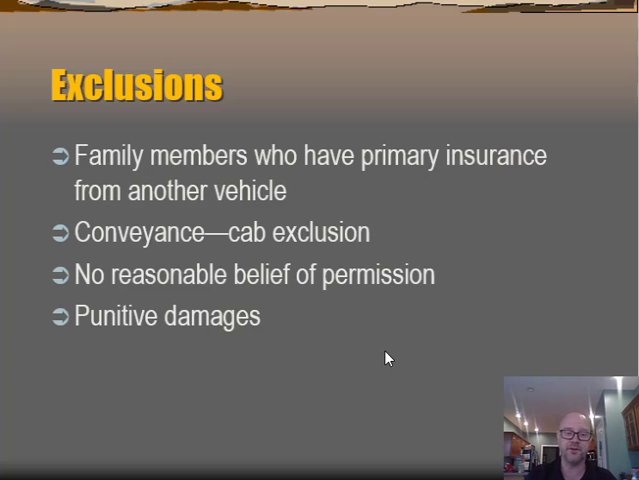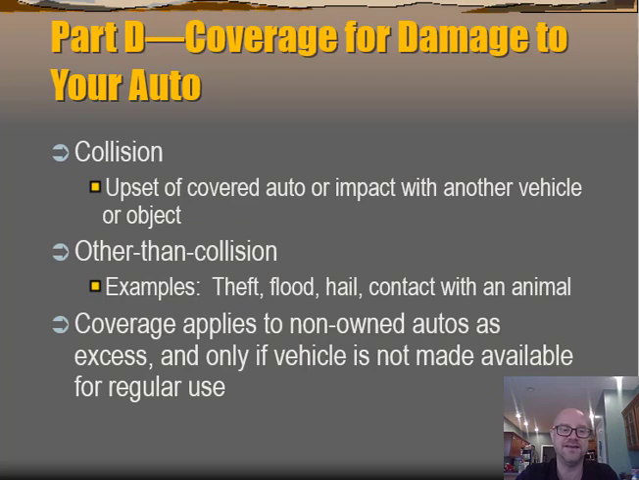Okay, so that's good for Part C. Next up is going to be Part D, and we'll deal with that in the next lecture, when we talk about coverage for damage to your auto, where we've got those two pieces that make this up. We've got collision, and then we've got other than collision, because there are losses that can happen and physically damage your vehicle that don't have anything to do with collisions. And there are some examples down here, and that's where we'll start the next lecture.